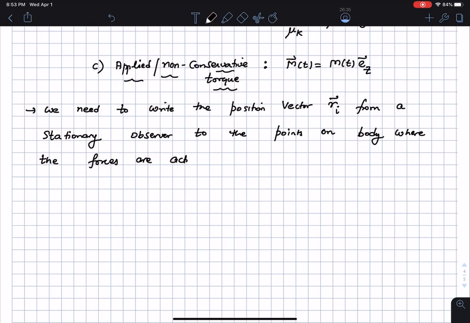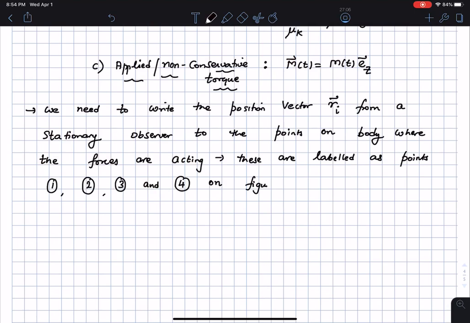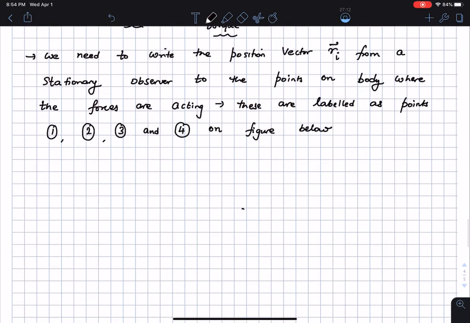Okay, let me just write that out clearly, where the forces are acting. That was still not very clear to me. Okay, where the forces are acting, and these are labeled as points 1, 2, 3 and 4 on the figure below. And this is the same figure that we had from some time back in solving this problem.